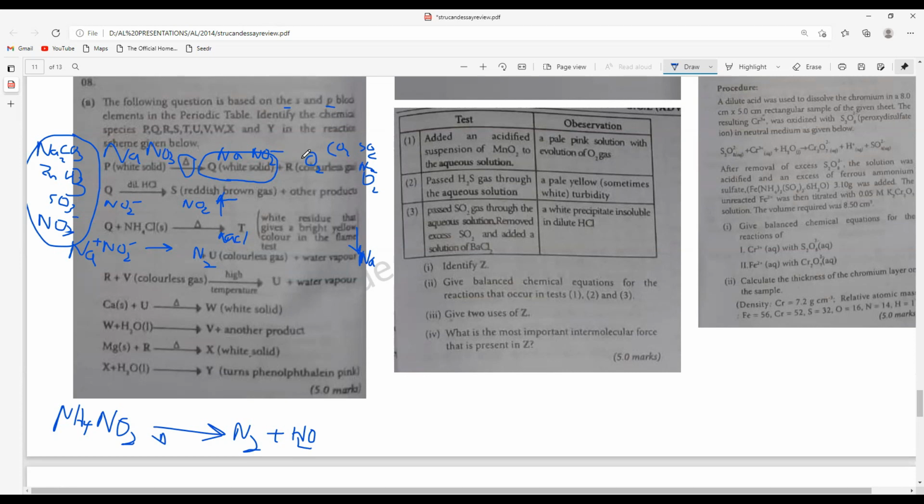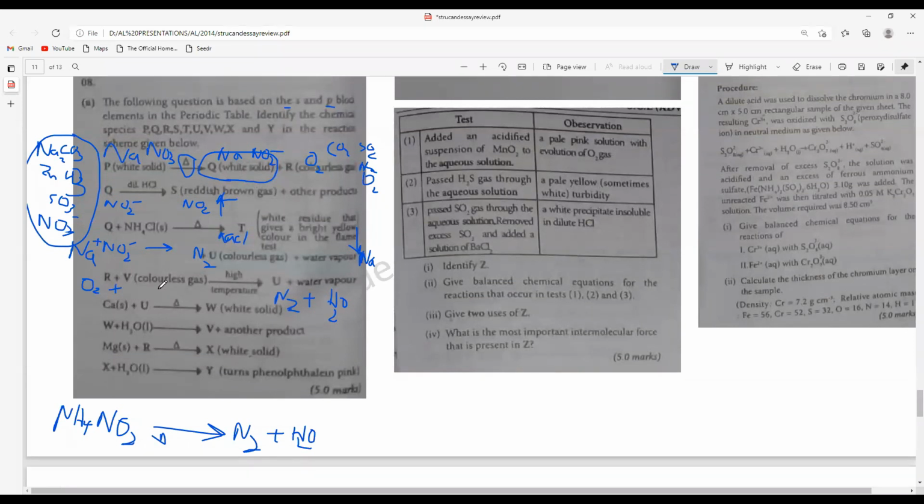Okay, this should be O2. And then when you have ammonium nitride, when you heat, N2 and water vapor, so this is what they have mentioned here. And here also, when you have this oxygen, it is going to react with this colorless gas, and it is also going to give N2 and water vapor. So in principle, you have to react something with oxygen to get nitrogen and water. So what is it?